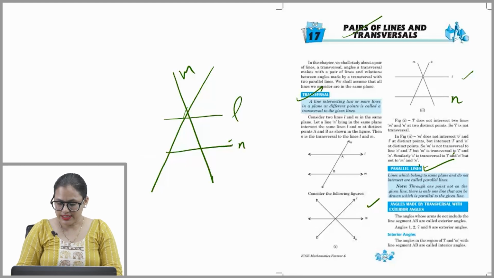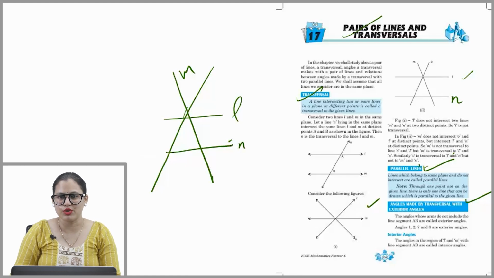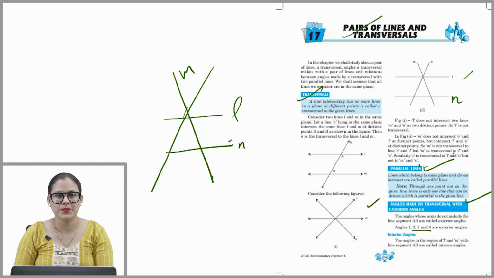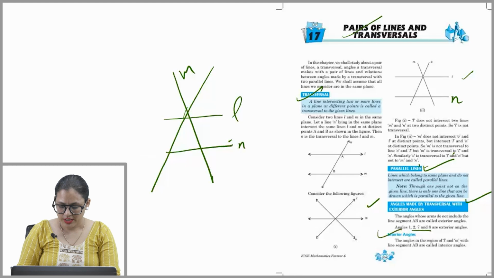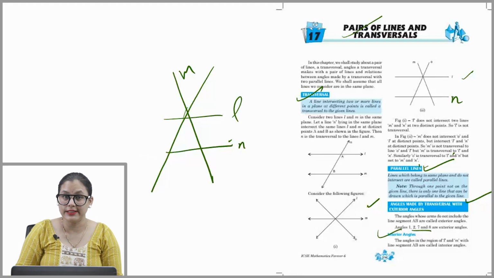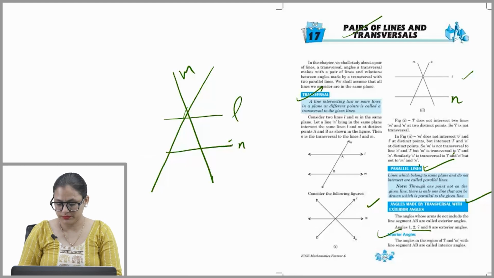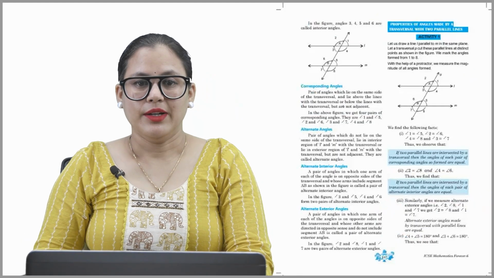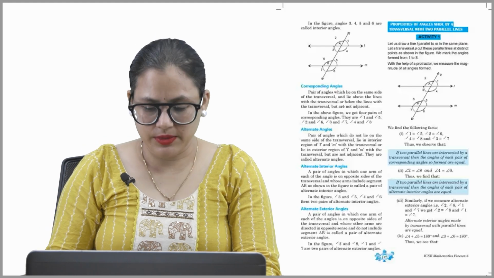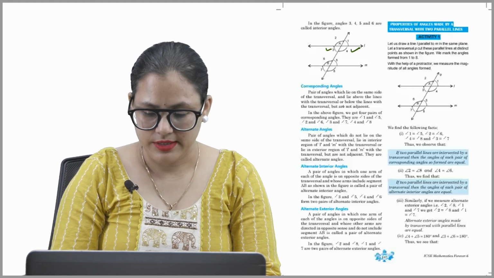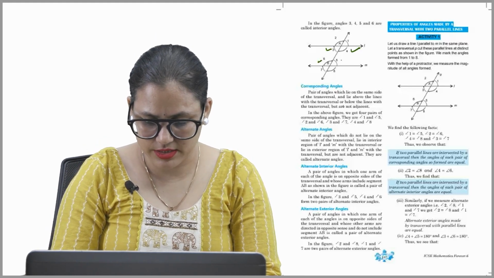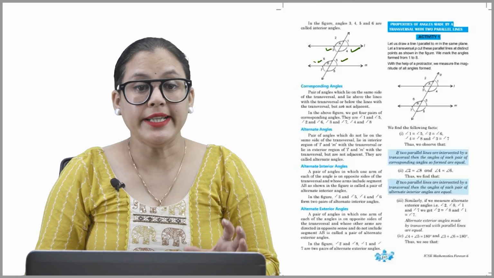Next, angles made by a transversal. Exterior angles: the angles whose arms do not include the line segment AB are called exterior angles. Angles 1, 2, 7 and 8 are exterior angles. Interior angles: the angles in the region of L and M with line segment AB are called interior angles. In the figure, angles 3, 4, 5 and 6 are interior angles.